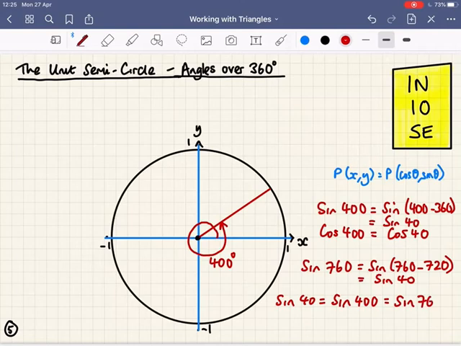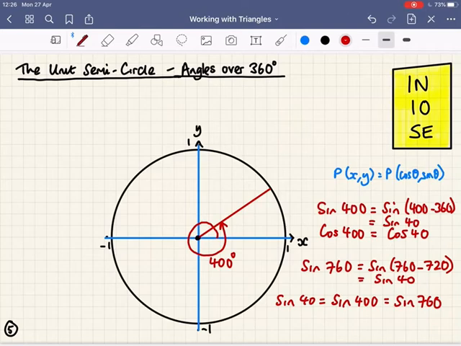And I can keep going round in circles like that, but the values return every 360 degrees, they return back to where they started again. So if you have an angle of greater than 360, if you subtract 360 or however many lots of 360 fit, then you will get an equivalent value.